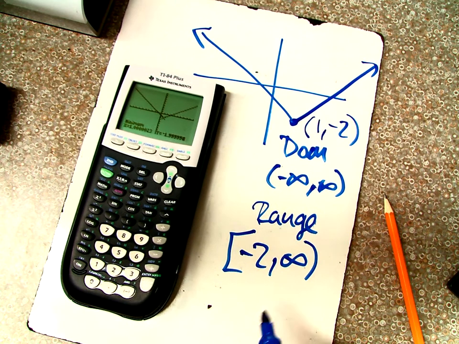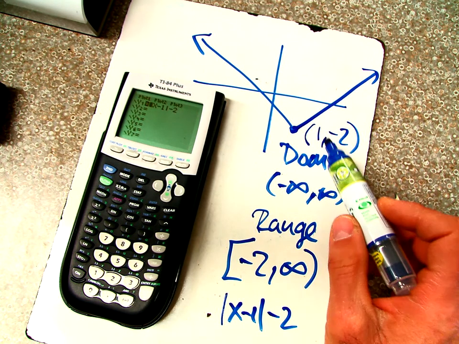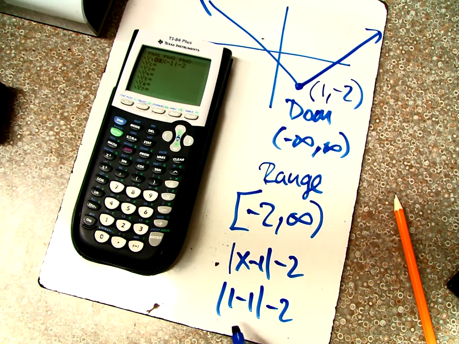To figure that out exactly, we can remember what we did for our function, the absolute value of x minus 1 minus 2, and we can put in the x value, which is 1 minus 1, the absolute value of that minus 2. 1 minus 1 is 0, absolute value is 0, which minus 2 gives you negative 2. So when that happens, you can bracket your function.